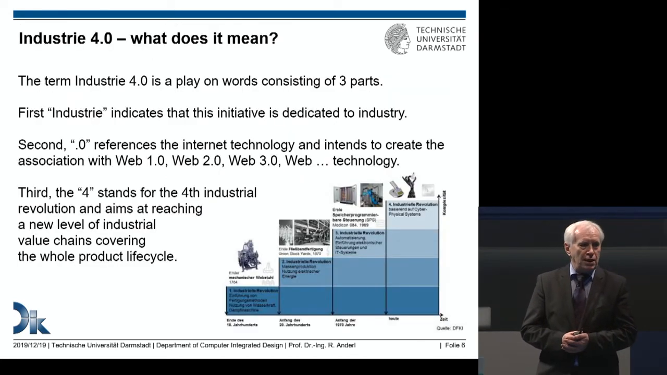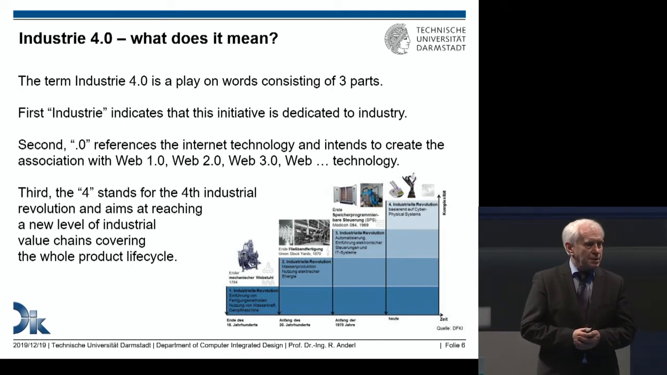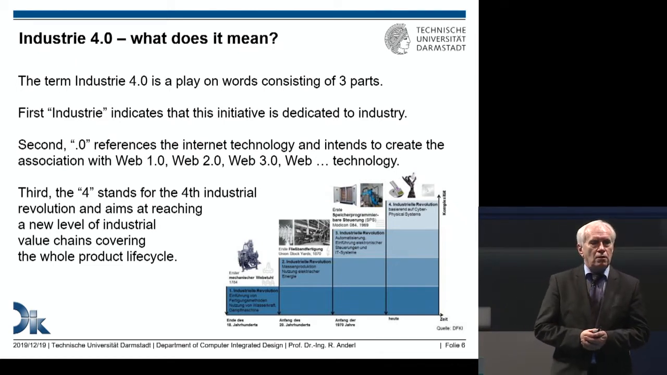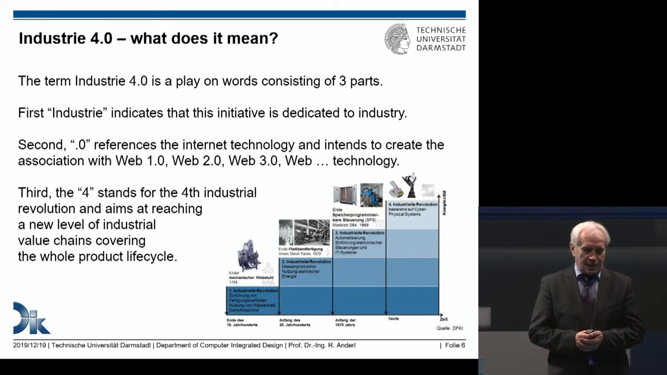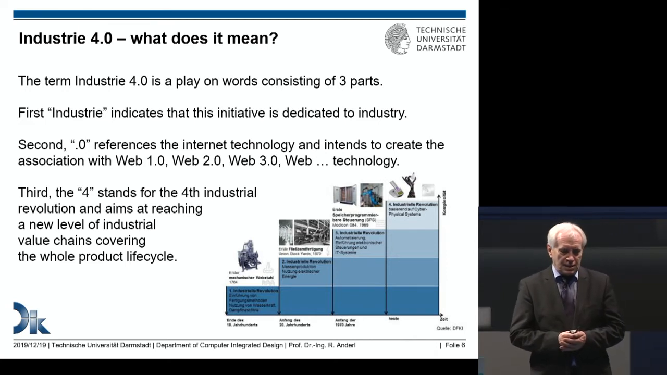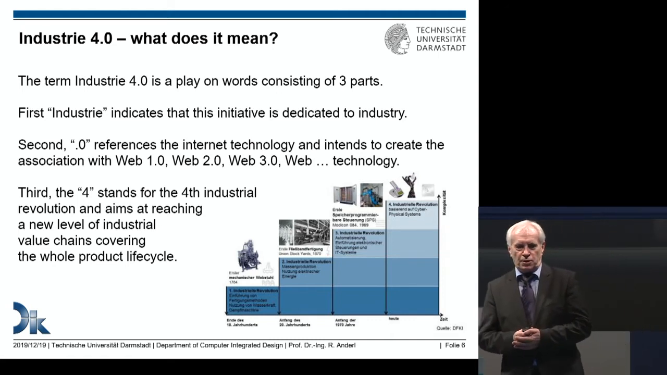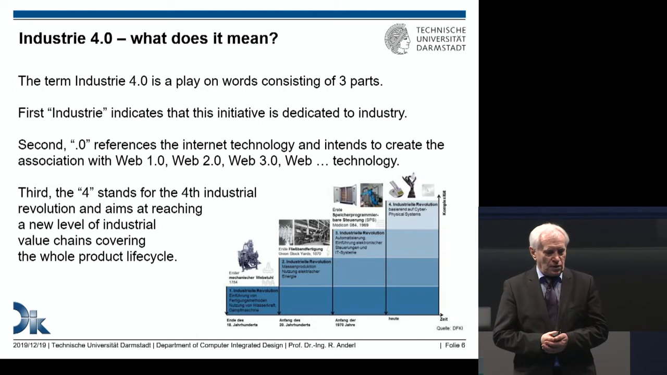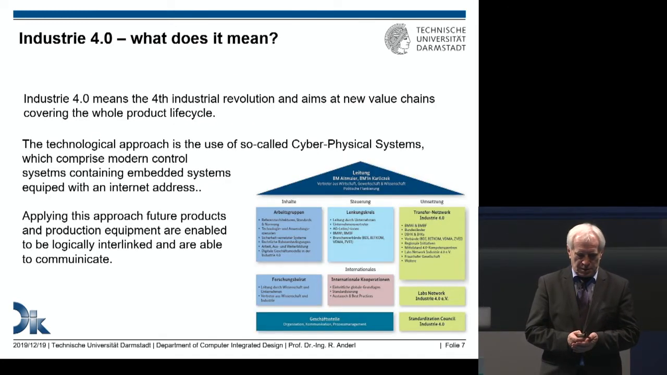So, as you know, Industry 4.0 has been established in 2010, and the term is a play on words consisting of 3 elements. Industry, of course, is dedicated to the industry. Second, .o references the internet technology and intends to create the association with Web 1.0, Web 2.0, and Web 3.0. By the way, Web 4.0 is not on the market yet. Therefore, the 4 stands for the 4th industrial revolution, and this is clearly aiming at cyber-physical systems.